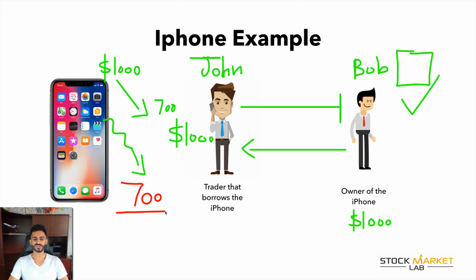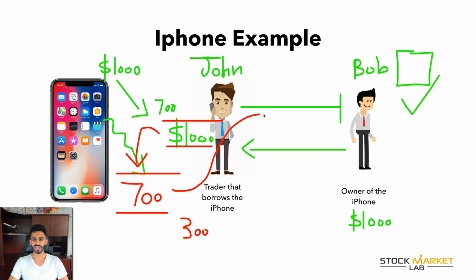As it drops to $700, John now uses the $1,000 that he originally got and goes and buys the iPhone for $700. Now when John buys the iPhone for $700, John has $300 left over. And as he gets the iPhone back, he returns it to Bob. Bob gets his iPhone back. John made a profit of $300.